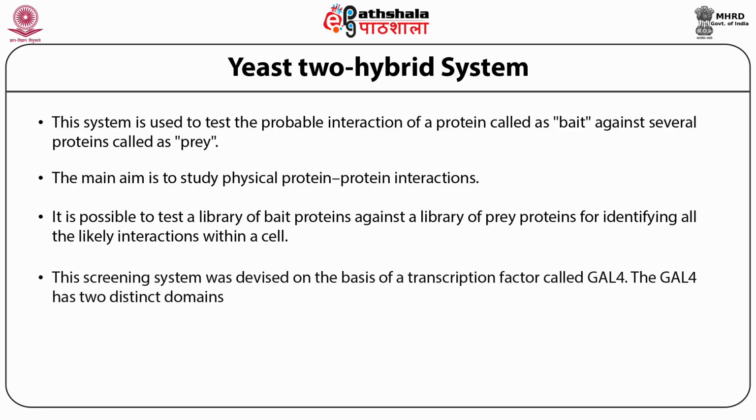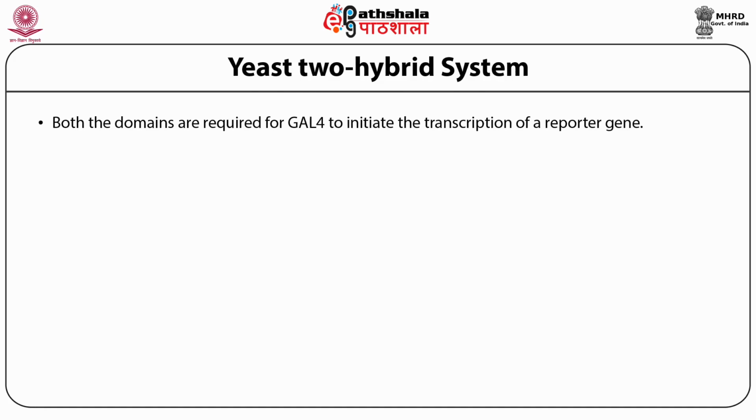This screening system was devised on the basis of a transcription factor called GAL4. The GAL4 has two distinct domains. Firstly, it has a DNA binding domain. Secondly, it has a transcription activation domain. Both the domains are required for GAL4 to initiate the transcription of a reporter gene.